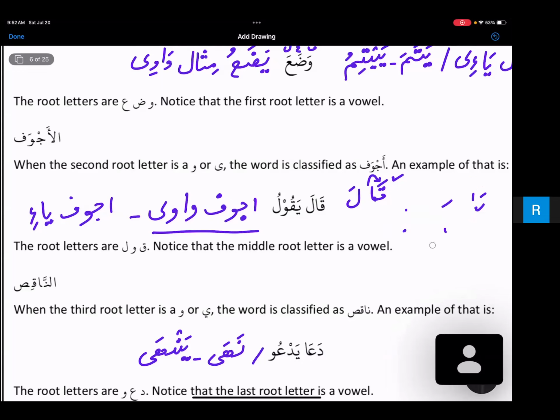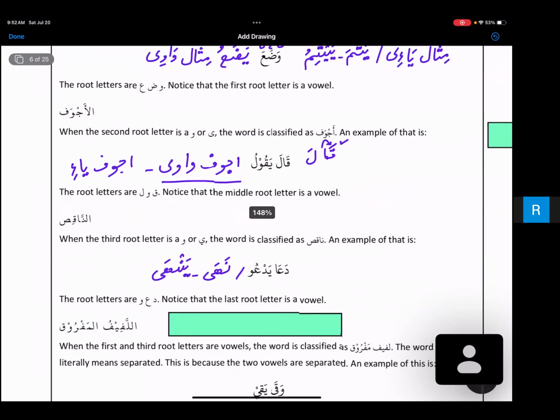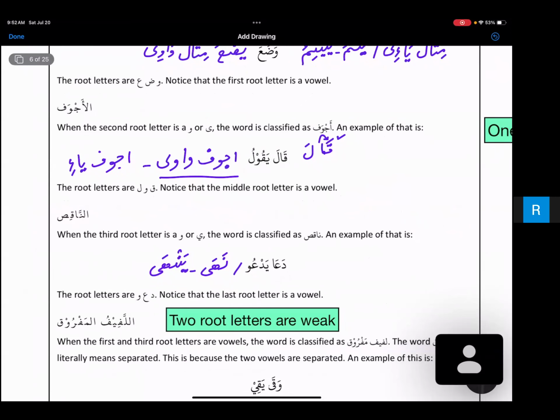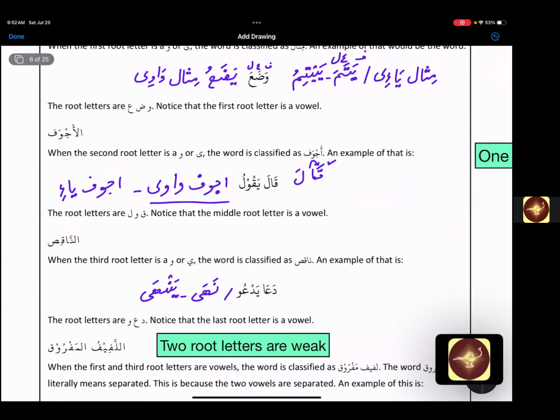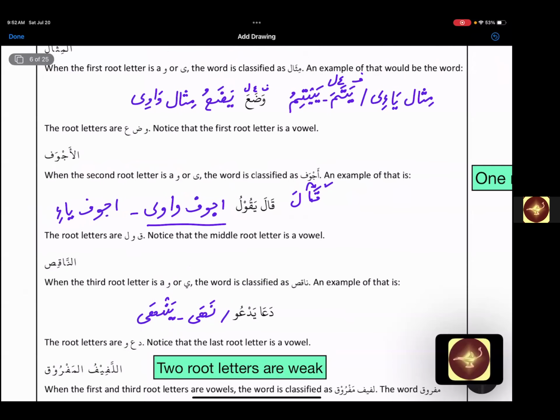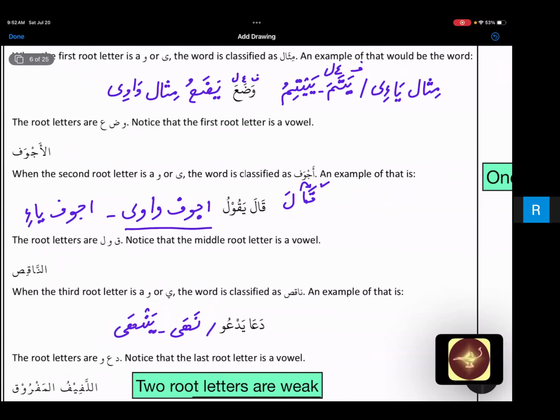And now this is the example of ajwaf yai. Make sense? Yes, ma'am. Clear, everyone? Then comes naqis. Assalamu alaikum, Ustadha. So by looking at the bab, we will not be able to understand which one is ajwaf wawi or ajwaf yai. Okay, I'm gonna give you a clue.